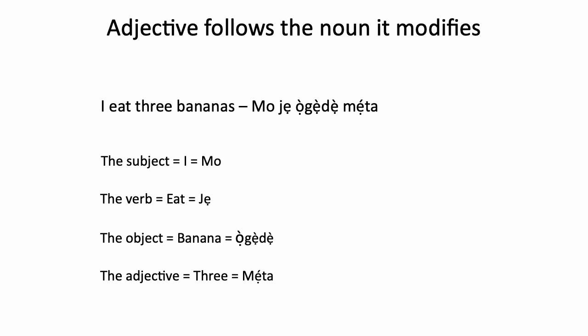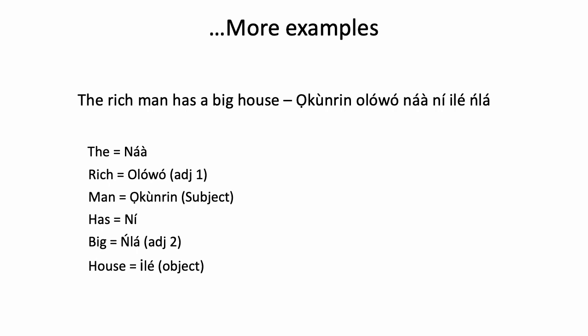Let's consider a further example. The rich man has a big house. Okunrin olowo na ni ile nla. Okunrin olowo na ni ile nla. As you can see from here, the adjective big is modifying house, and in Yoruba, big is nla, and it's modifying the object ile. Ile nla, big house.